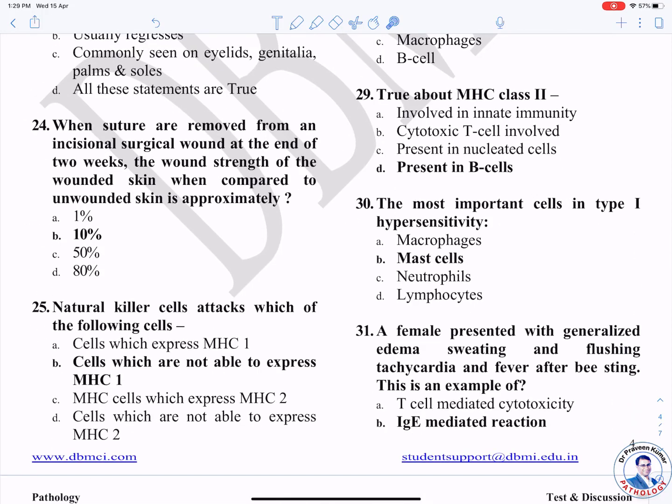So 24, many of you have asked this doubt. At the end of 2 weeks, but sir, you have written it at the end of 1 week. So if you are asking at the end of 1 week, it was 10%, right? At the end of first month, it was 30% bone strength. You cannot choose 1%, you cannot choose 50%. The next best answer definitely is 10%. Try to get at the right answer.